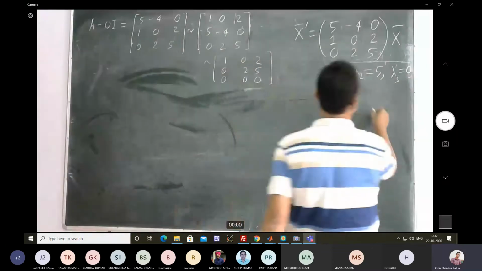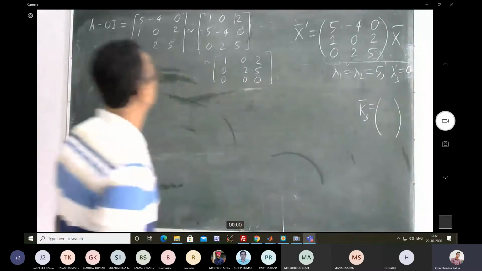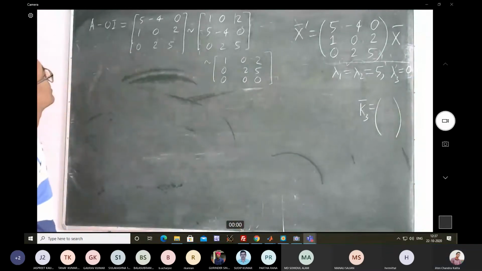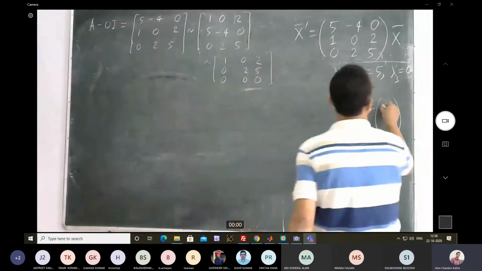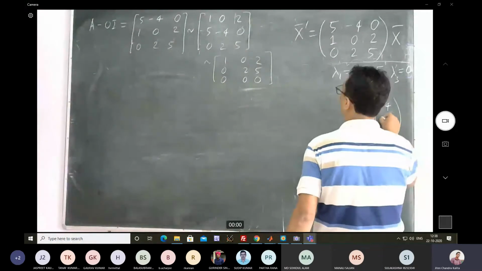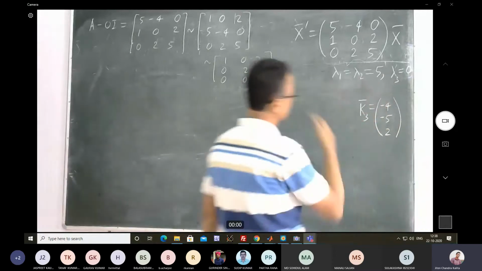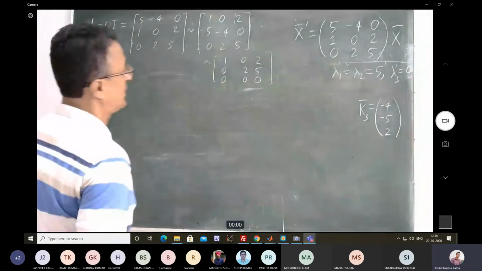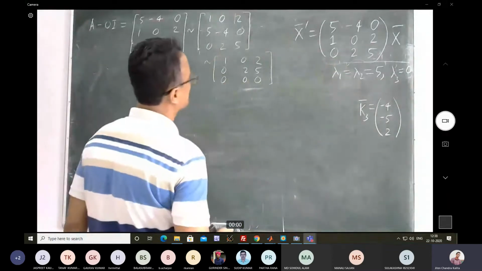K3. So K3 will be equal to minus 4 minus 5 2. Minus 4 minus 5 2, right? And again, remember, this is not unique. You can have an infinite number of choices. Okay, fine. So now let us come to the interesting part.